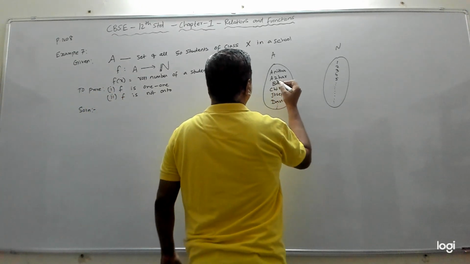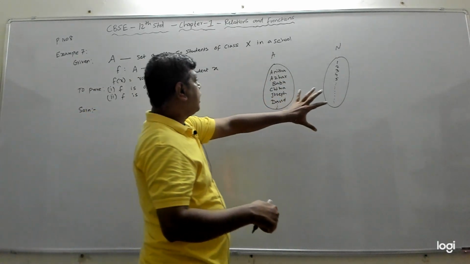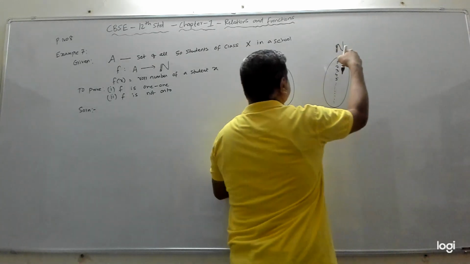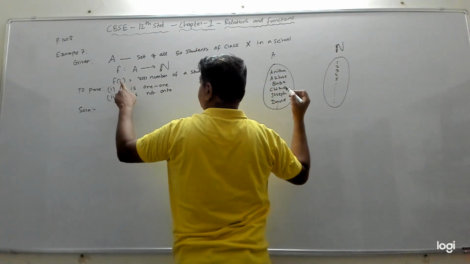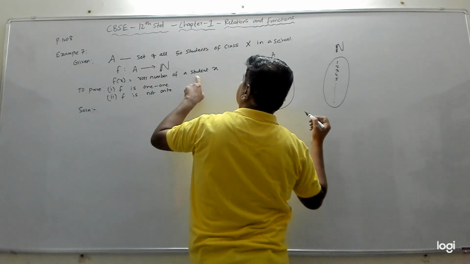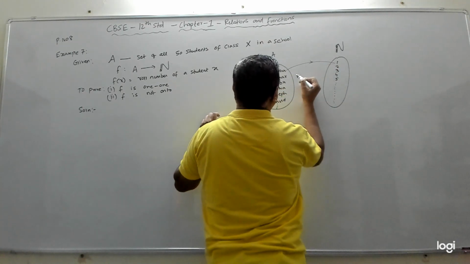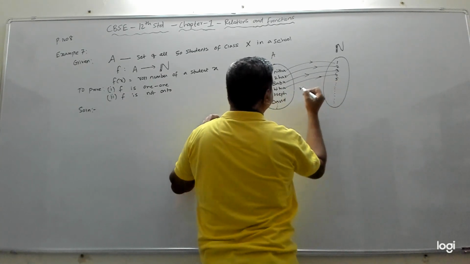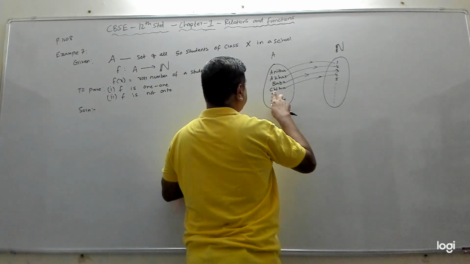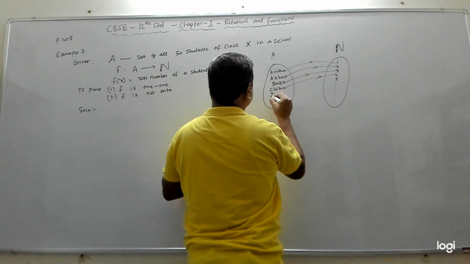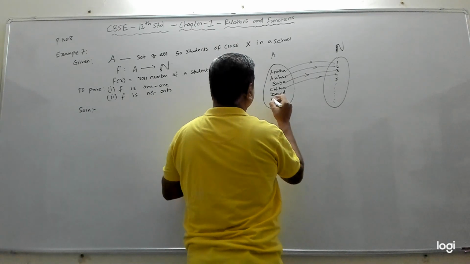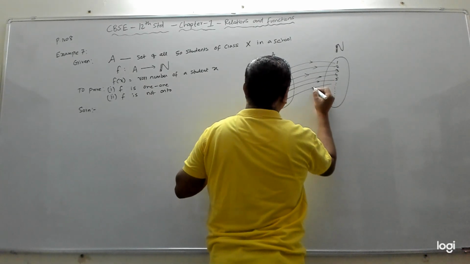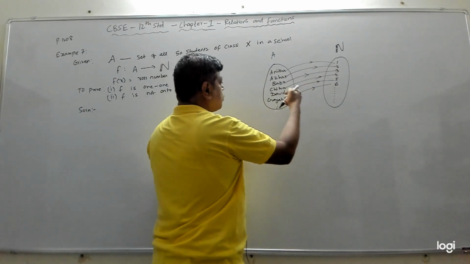Suppose we have the mapping between set A and set N. N is the set of all natural numbers, represented with the stylized N. Suppose the function is such that f of Anita denotes the roll number of the student Anita. So suppose I assign Anita to roll number 1, Azar to roll number 2, Babu to roll number 3, Chitra to roll number 4, David to roll number 5, Gayatri to roll number 6, and so on and so forth.